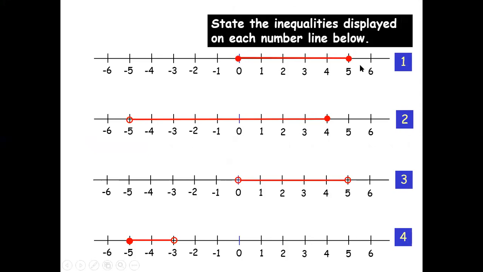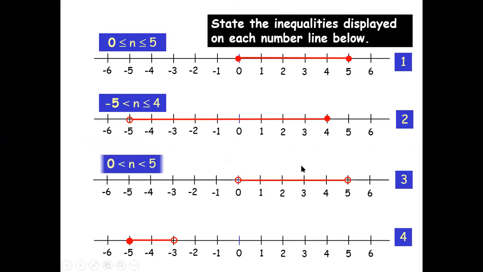Here you've got from 0 to 5. So this was n is less than or equal to 5 and greater than or equal to 4. This one, again, look, this is not included. So this is n is less than or equal to 4, but greater than -5. The third one, again, look if it's solid or not. So n is less than 5 and greater than 0. And the last one, n is less than -3, but greater than or equal to -5.